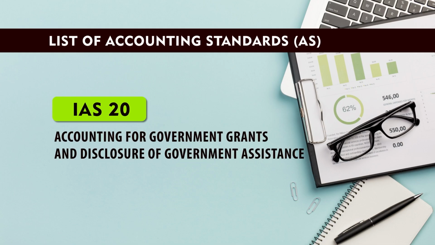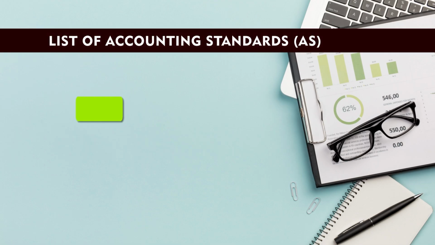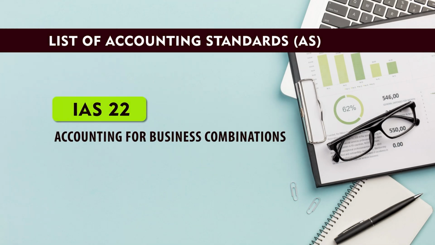Then the next one is IAS 20. So IAS 20 stands for accounting for government grants and disclosure of government assistance. Next one is IAS 21. So IAS 21 stands for accounting for effects of changes in foreign exchange rates. Next one is IAS 22. So IAS 22 stands for accounting for business combinations.